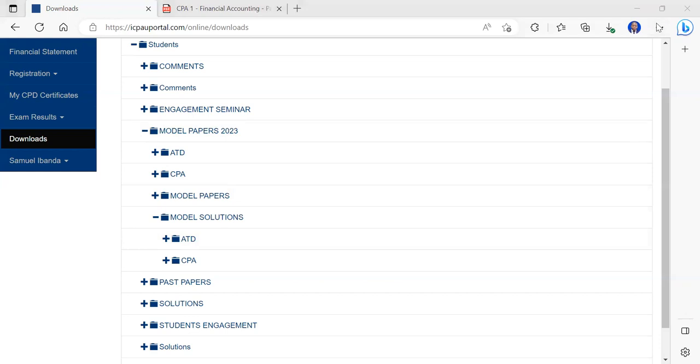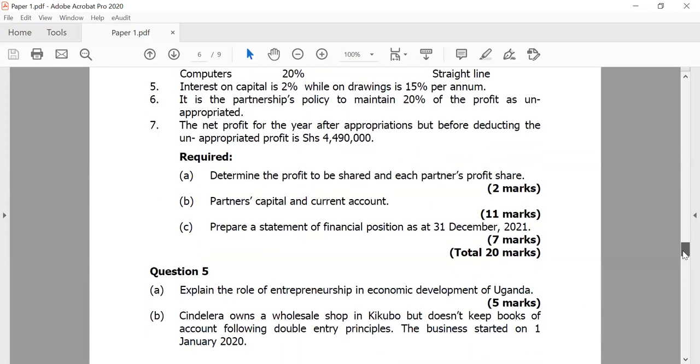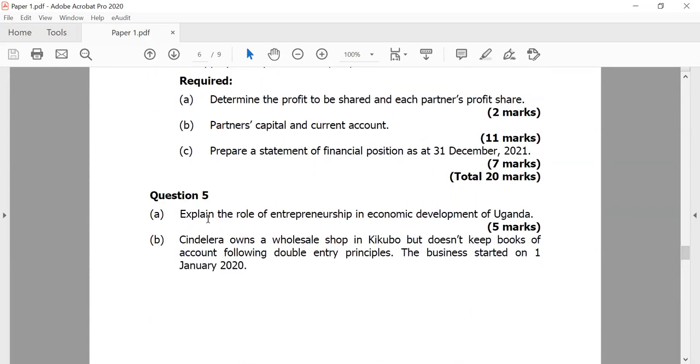Okay. So leaving the model paper alone, do we have other challenges? Entrepreneurship. I know it is in the previous syllabus. In this syllabus, I don't see entrepreneurship. Entrepreneurship was combined in another course, in another paper. So don't give it focus, although it is in the past papers.